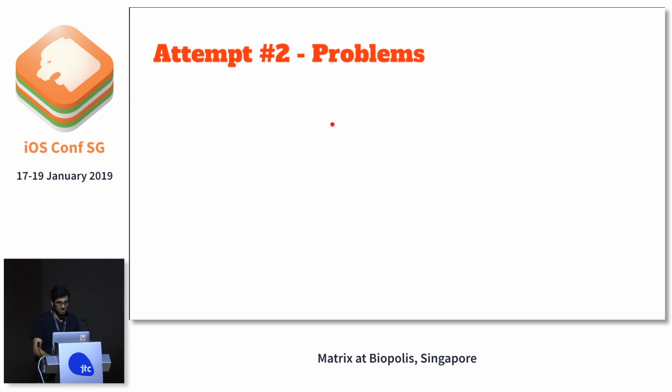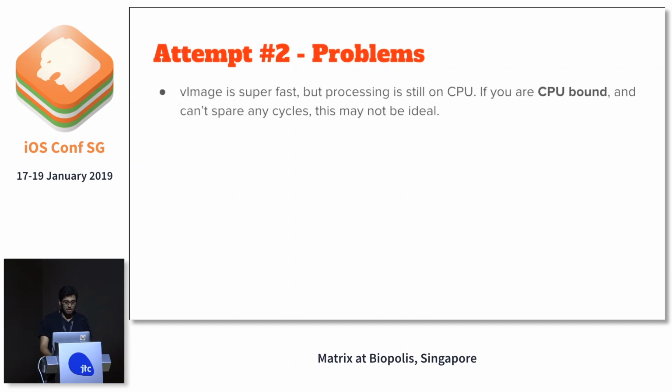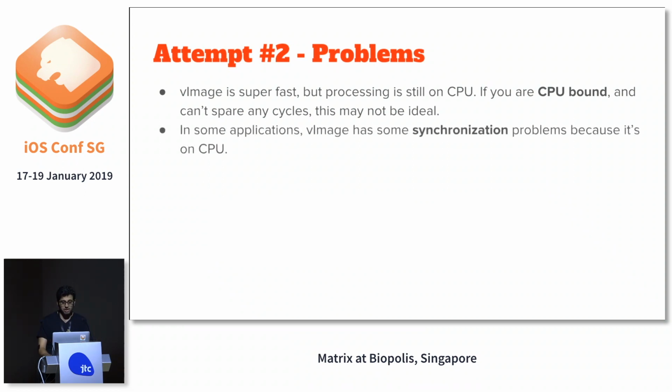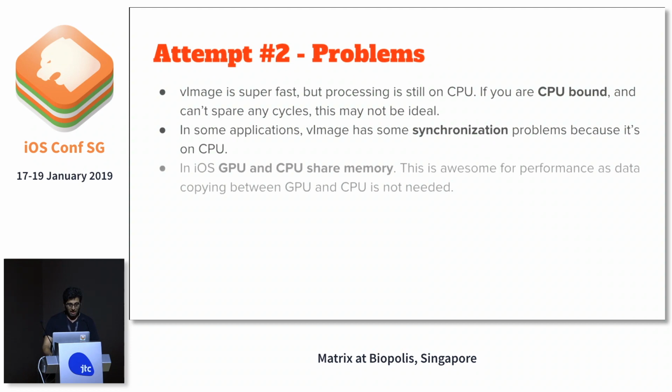We're good with this, but there are some problems. vImage is super fast, but the processing is still on the CPU. So if you're CPU bound and you can't spare any cycles at all, let's say you are doing audio processing or something else in this app, you don't want to spare a single CPU cycle for doing this operation. This may not be ideal. And there are some synchronization problems with vImage as well. In iOS, GPU and CPU share memory. What that means is the GPU and CPU can access the same memory address actually at the same time.